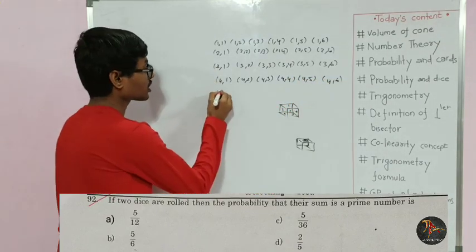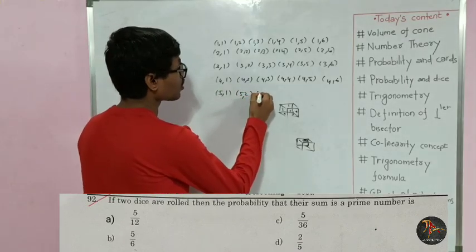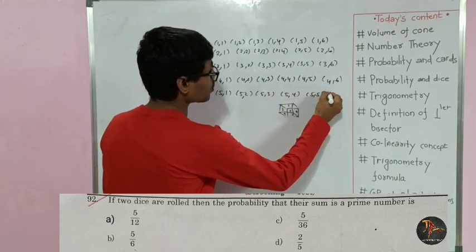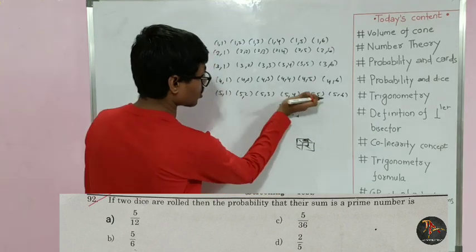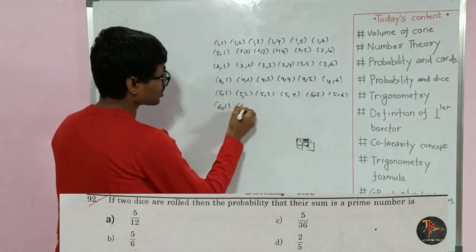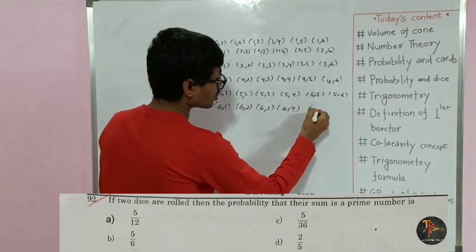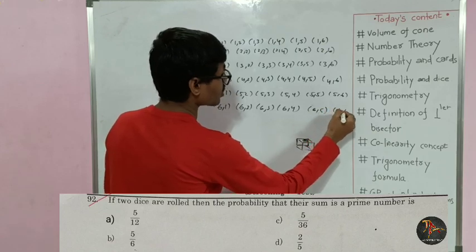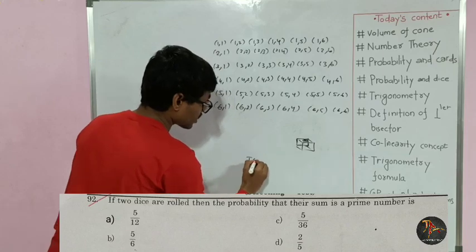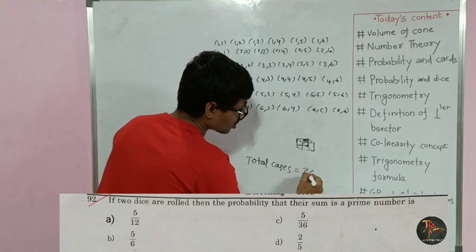Now if the first number is 5, then 5 1, 5 2, 5 3, 5 4, 5 5, 5 6. Now if 6 comes on the first dice, then 6 1, 6 2, 6 3, 6 4, 6 5 and 6 6. Now the total number of cases is 36.